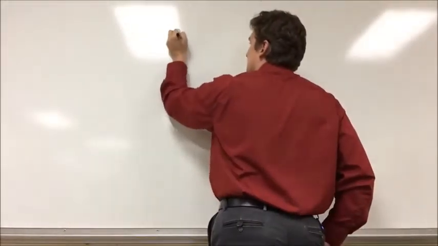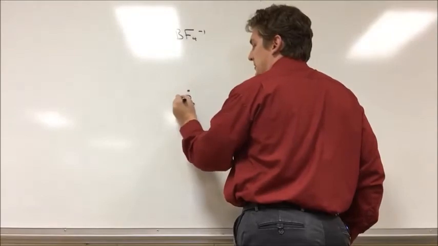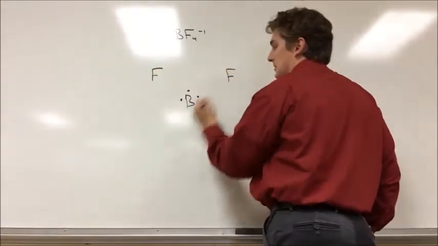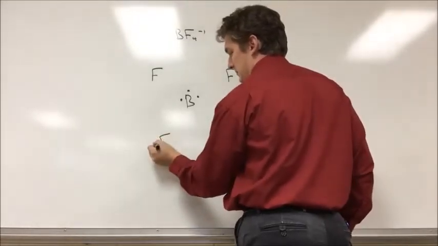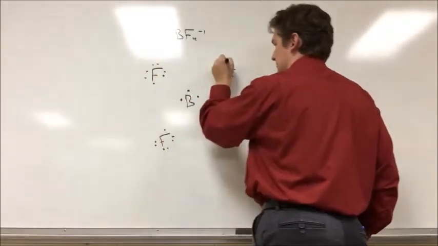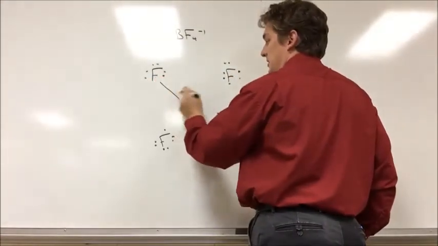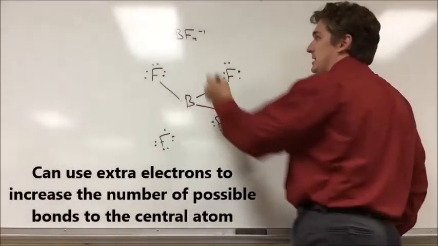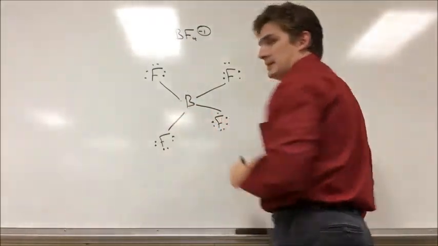Say you're working with something like BF4 minus 1. Boron only has 3 valence electrons, and as I mentioned in an earlier video, this means it can only form 3 bonds. But we know from the chemical formula that we have 4 fluorines, each with 7 valence electrons. Once we form our first bond to 3 of the periphery fluorines, what we find is that we're out of electrons. So in this case, we're going to use that -1 charge, add an extra electron to boron, and this will give us a bond to each of the periphery atoms.